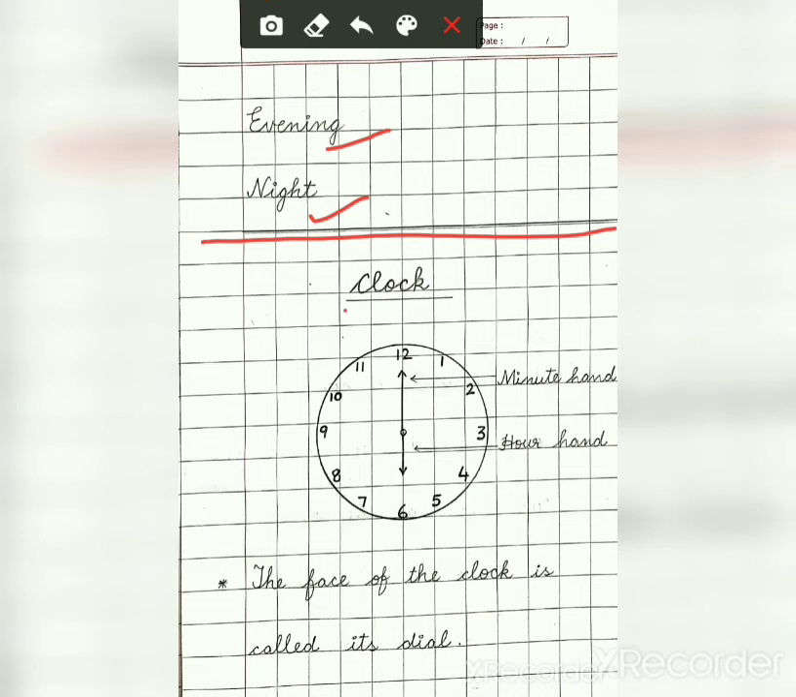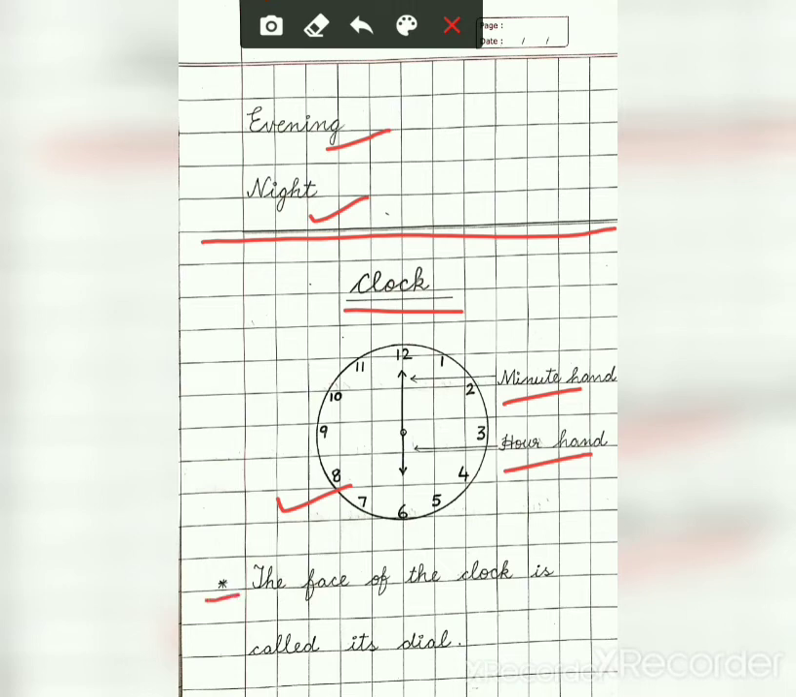Now write the heading clock. Draw a clock and show the minute hand and hour hand and write numbers 1 to 12. After that, I have written some points about clock that you have to write.